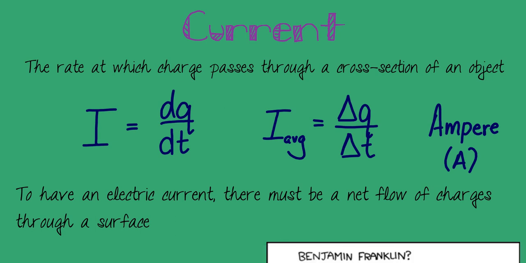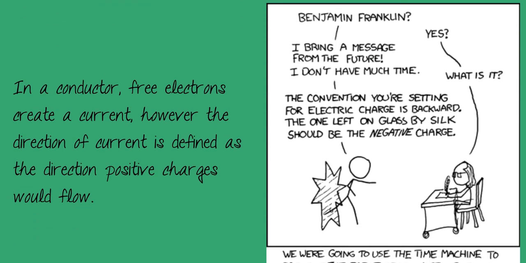Some more facts about current go with this comic that I have right here. Basically, the idea is that in a conductor, free electrons create a current because we know that electrons are the things that are able to move. However, unfortunately, the direction of current is defined as the direction positive charges would flow. You have Ben Franklin to blame for that.